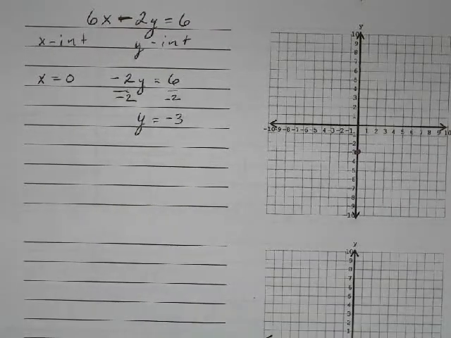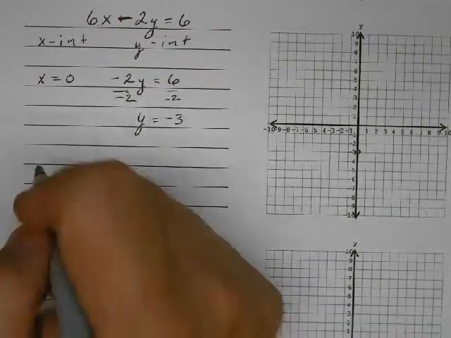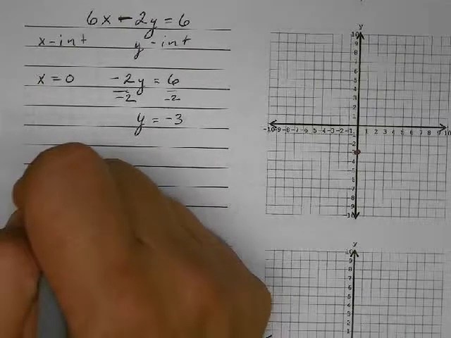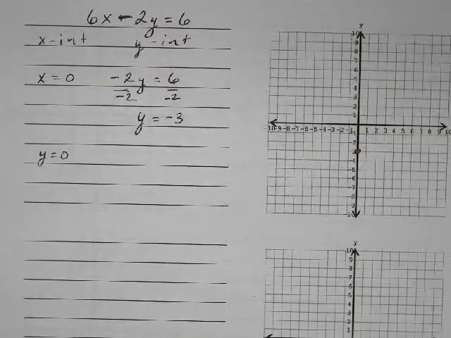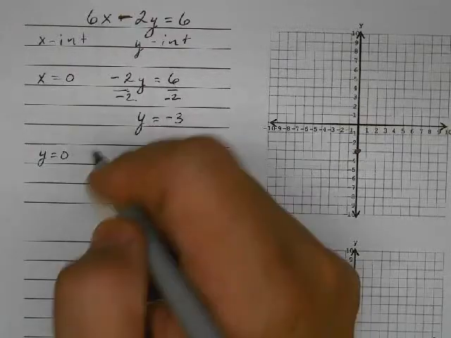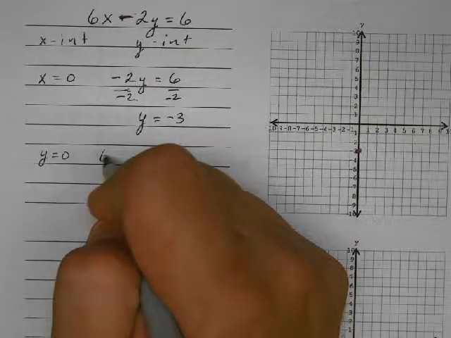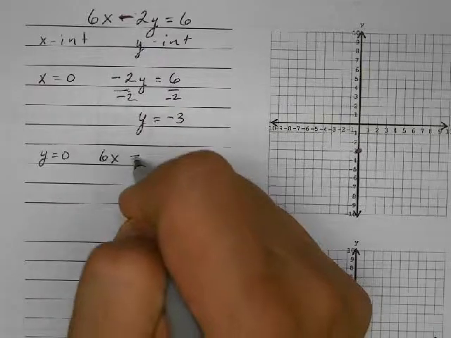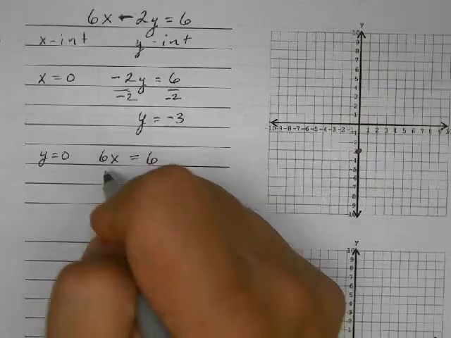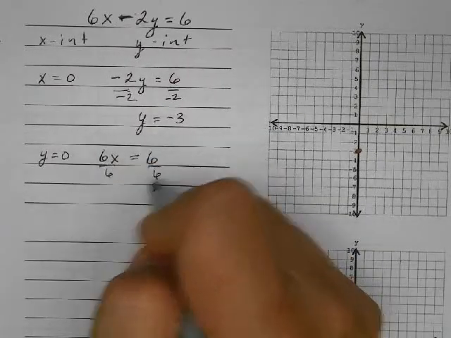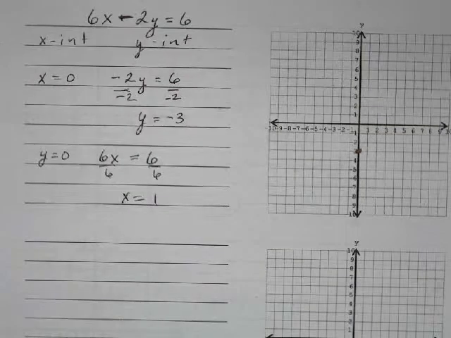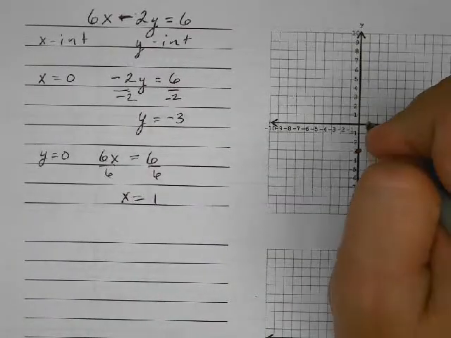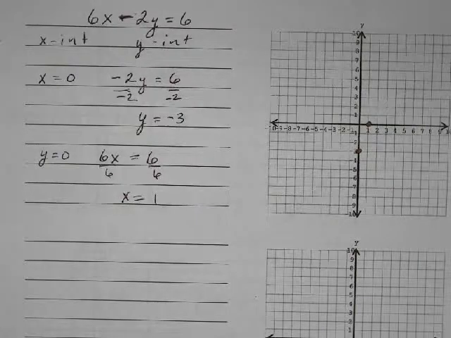The next thing I'm going to do is make y equal to 0. So I'm really working this problem twice. I'm working it once as if it was a horizontal line and once as if it was a vertical line, and that's going to give me 2 points. So I'll make y equal to 0, which is 6x equals 6. I divide both sides by 6, and x equals 1. I'll go ahead and plot that just like I plotted the other point.